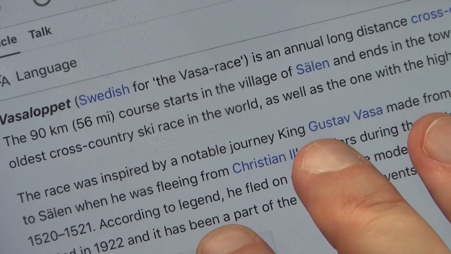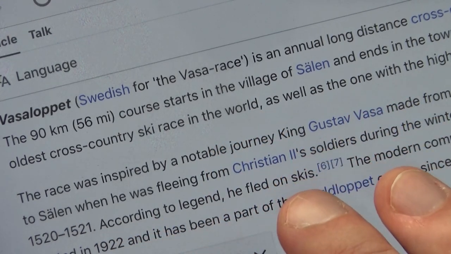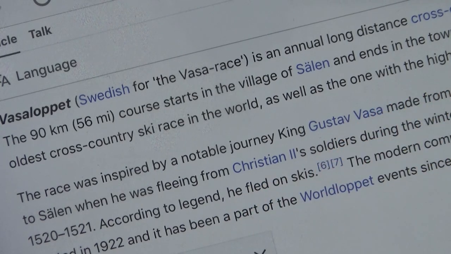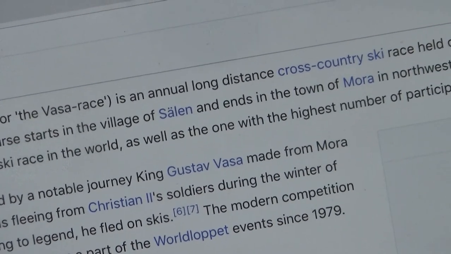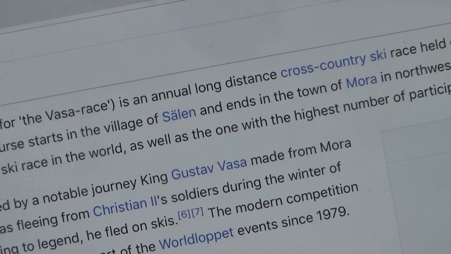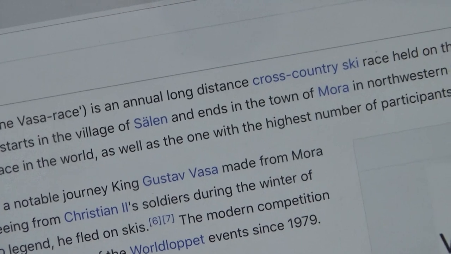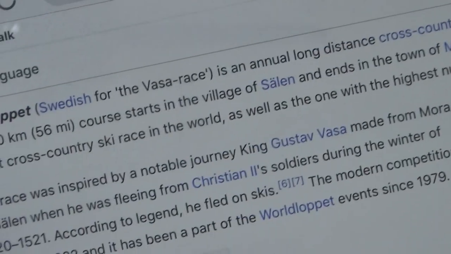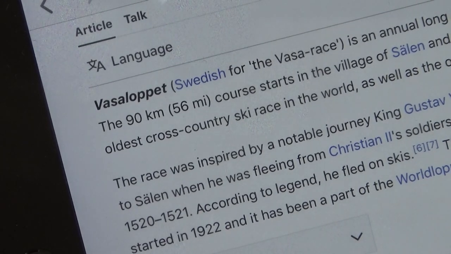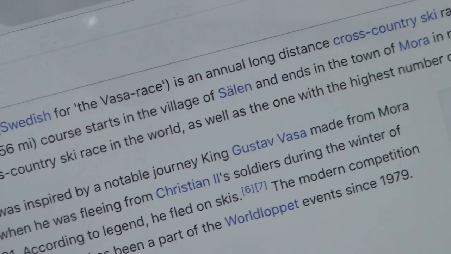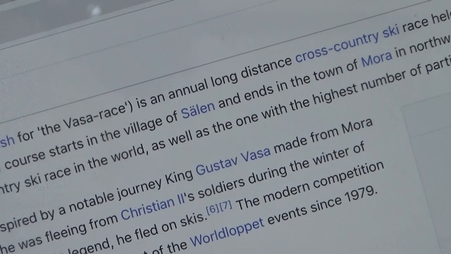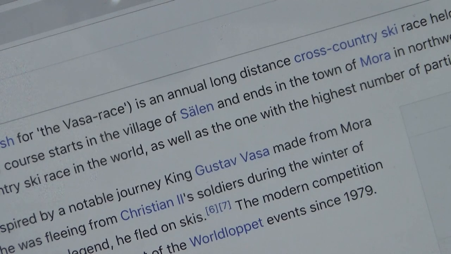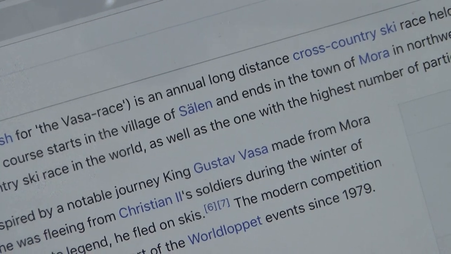Or 56 miles course starts in the village of Sälen and ends in the town of Mora in northwestern Dalarna, Sweden. It is the oldest cross-country ski race in the world, as well as the one with the highest number of participants.